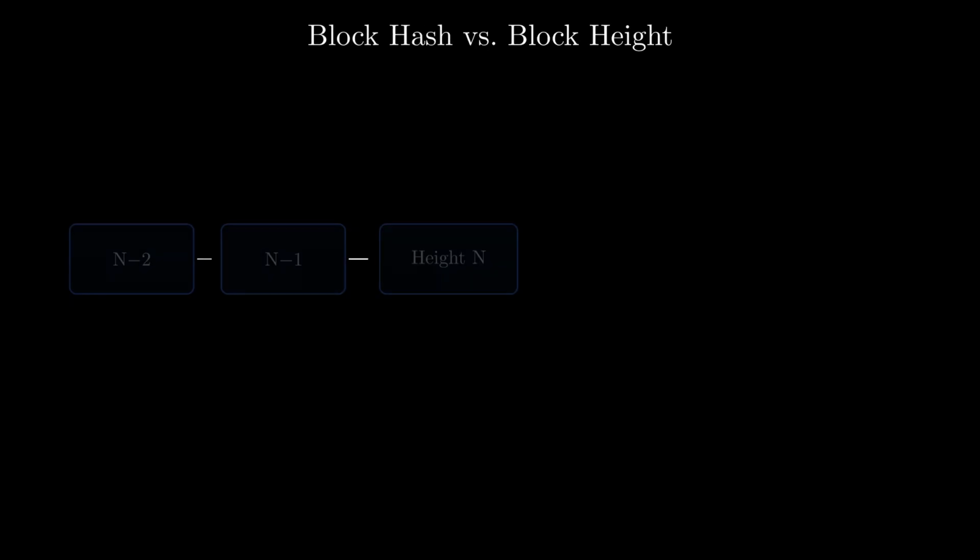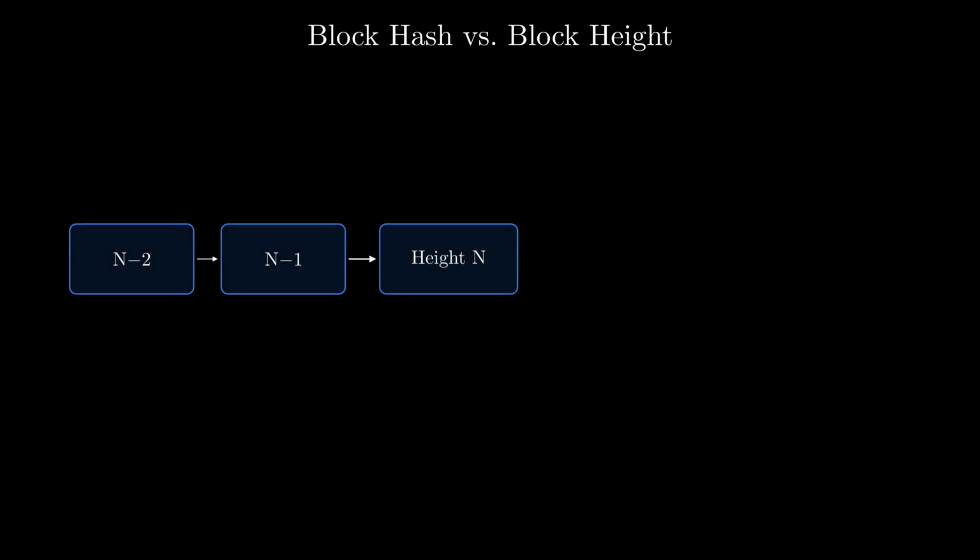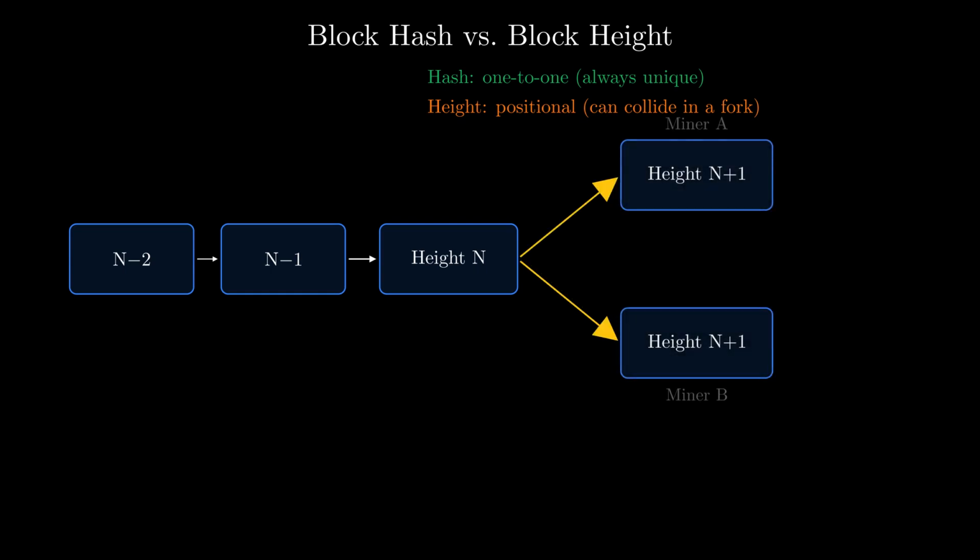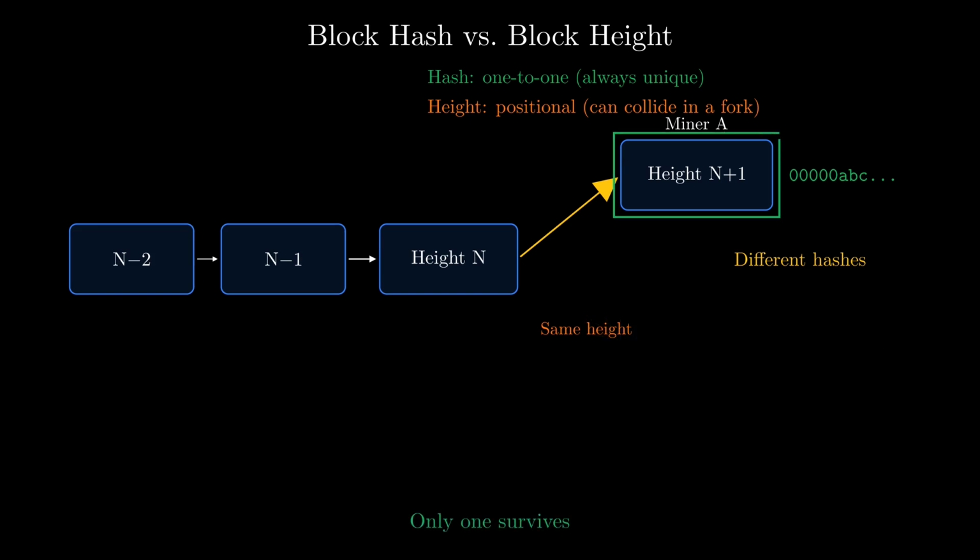Here's why the distinction matters. A block hash is one-to-one with a block, always unique. A block height is positional, and during a fork, 2 competing blocks can share the same height. Imagine 2 miners find a valid block at height n+1 within seconds of each other. Both are real, both have that same height, but their hashes differ. One might start 00000ABC, the other 00000DEF. Only one chain will ultimately survive.